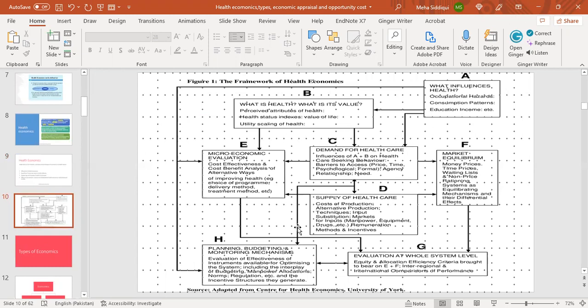Then comes microeconomic evaluation. Then comes market equilibrium. Then comes evaluation at whole system level. And the 8th component is planning, budgeting, and monitoring mechanisms.